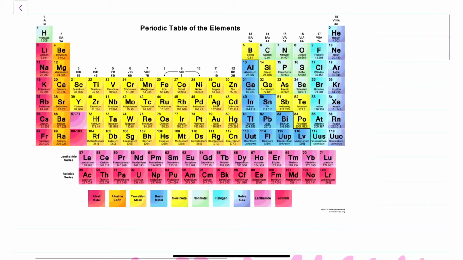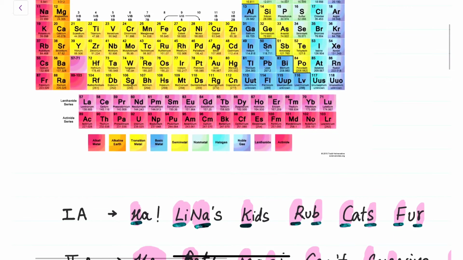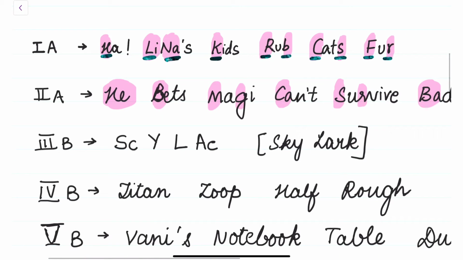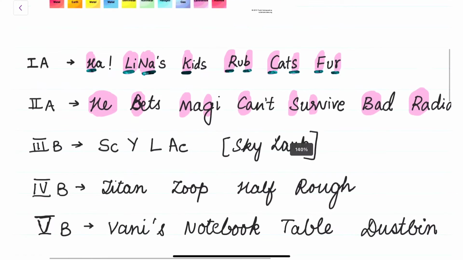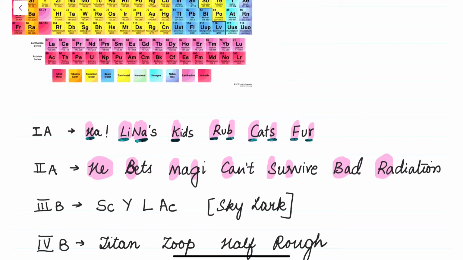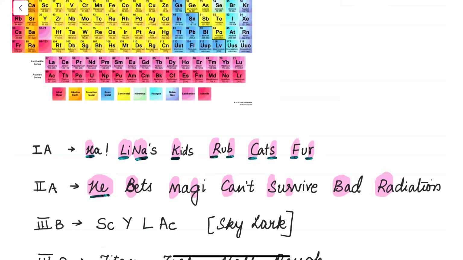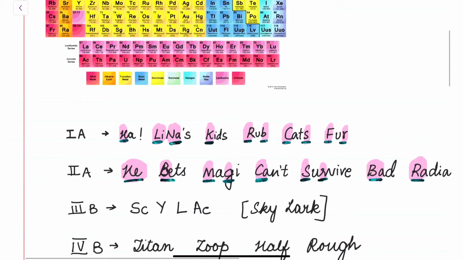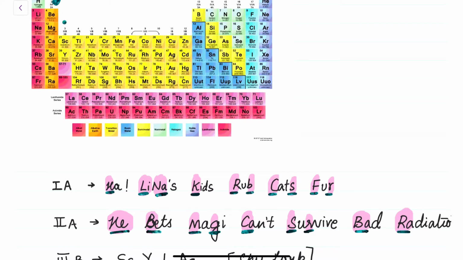The second is for the 2A group of elements. Alright, so here we have: He bets Maggie can't survive bad radiation. So this is the mnemonic for 2A group of elements. So He for helium, bets, so Be for beryllium, Maggie, so Mg for magnesium, Ca for calcium, S for strontium, and survive bad, so barium, and Ra is for radium. So he bets that Maggie can't survive bad radiation. Of course, anyone can't.